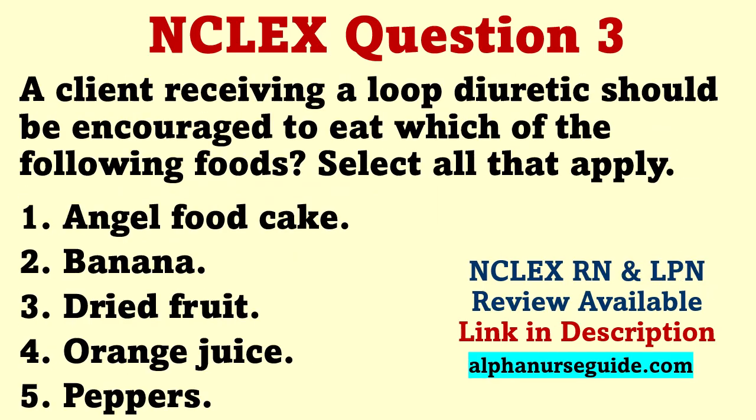A client receiving a loop diuretic should be encouraged to eat which of the following foods? Select all that apply. 1. Angel food cake. 2. Banana. 3. Dried fruit. 4. Orange juice. 5. Peppers. The correct answers are 2, 3, and 4. Hypokalemia is a side effect of loop diuretics. Bananas, dried fruit, and oranges are examples of food high in potassium. Angel food cake, yellow cake, and peppers are low in potassium.